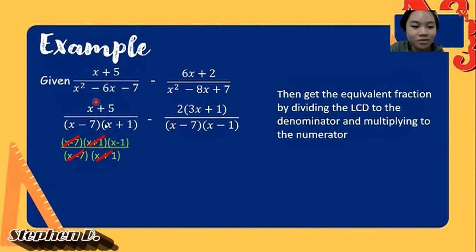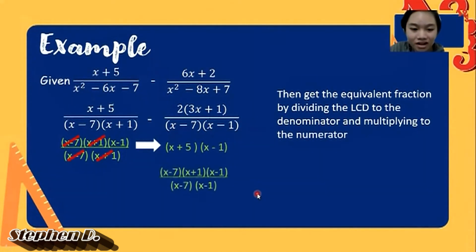Then we multiply the numerator with the remaining one here, which is x minus 1. That's why we got the quantity of x plus 5 times the quantity of x minus 1. Let's do it on the second term. We have again our LCD divided by the denominator of the second term, x minus 7 times the quantity of x minus 1.